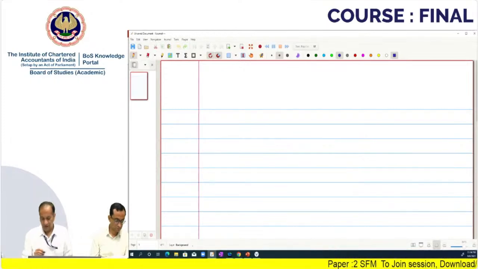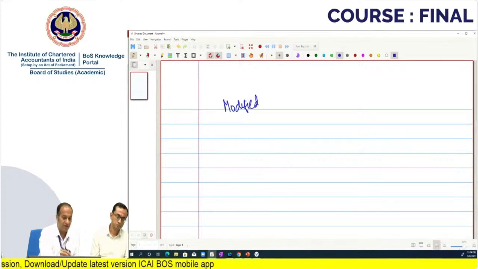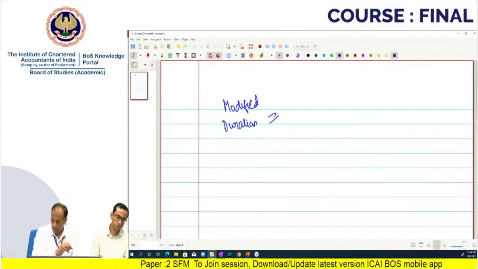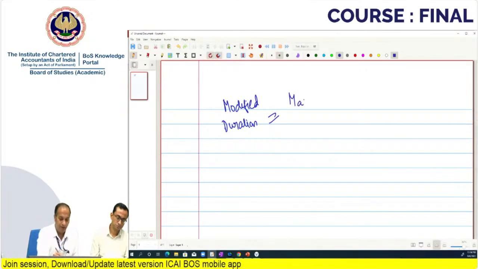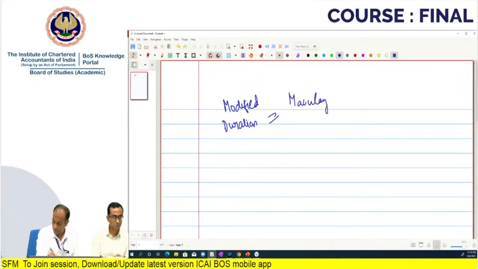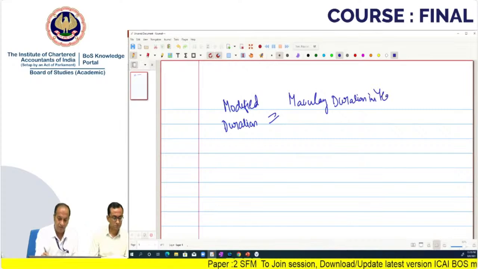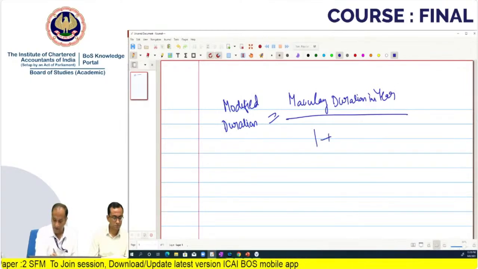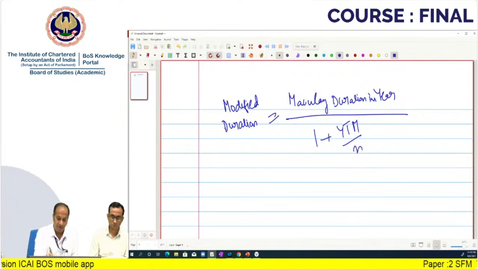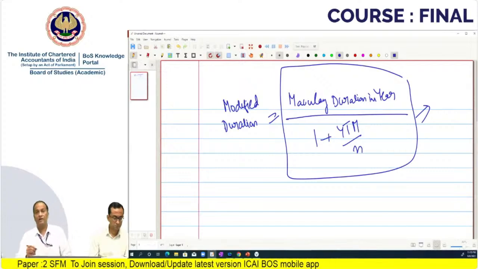Now student, the formula for modified duration to compute the volatility is the Macaulay duration, also called Macaulay duration, in years, divided by, this formula has been given to you in your study material. Please refer to it. This will give us the volatility of any particular bond.